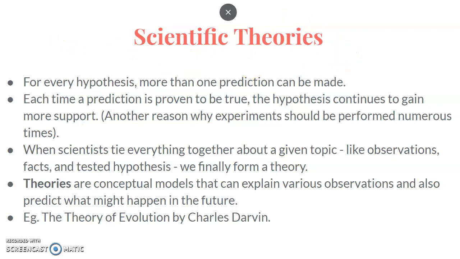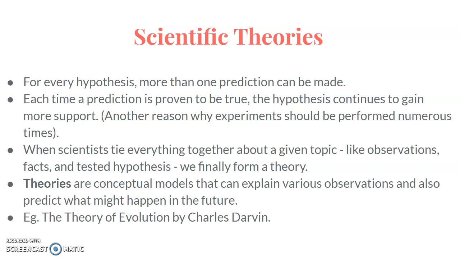Now we'll be looking at scientific theories and scientific laws. We have scientific theories here. For every hypothesis, more than one prediction can be made, right? For example, if I had a hypothesis that if I go to the dentist, my pain will go away, right? That's a hypothesis. Now that's one prediction, right? The pain will go away. But another prediction would be the pain would not go away, right? So every hypothesis has more than one prediction.